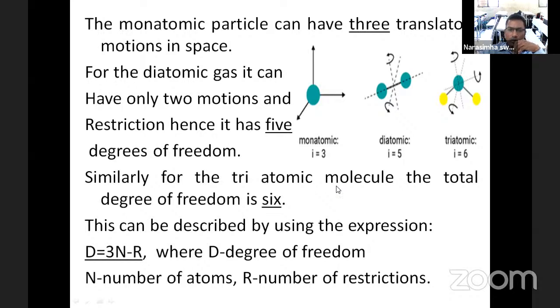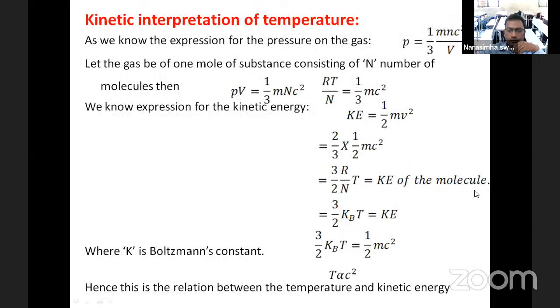Similarly, for the triatomic molecule, the total degrees of freedom is 6. Triatomic means 3 restrictions will be there, and the number of particles in a triatomic molecule is 3. So 3 into 3 is 9, minus 3 restrictions, so you get 6 degrees of freedom. This is how we describe the degrees of freedom of these particles. So in this formula, D is the degree of freedom, N is the number of atoms, and R is the number of restrictions.